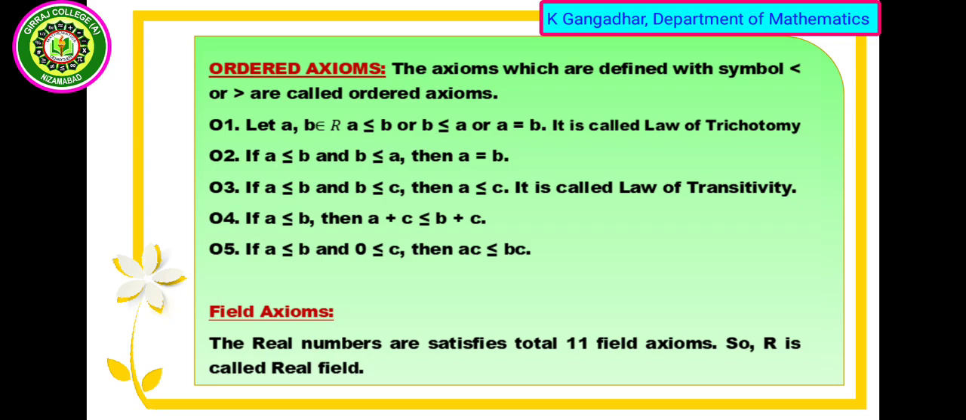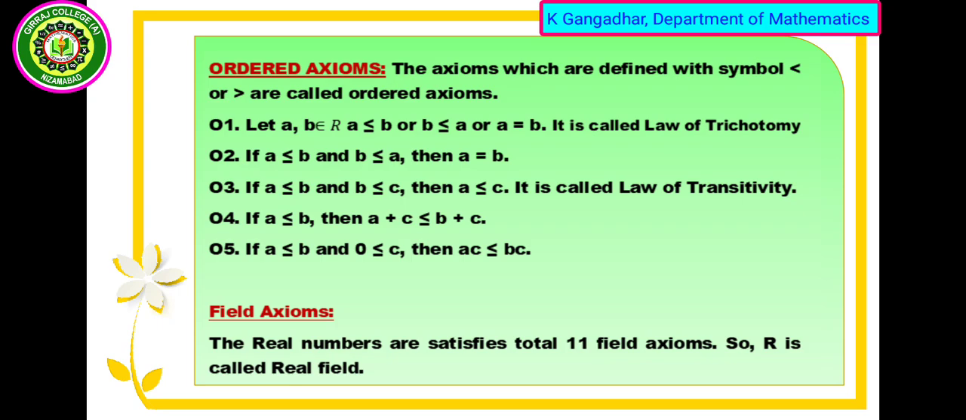So here are the field axioms. F is a non-empty set, with two binary operations plus and dot. If (F, plus) is an abelian group, and (F minus singleton 0, dot) is also an abelian group, and distributive laws are satisfied, then we say that (F, plus, dot) is a field. That means 5 properties with respect to addition, 5 properties with respect to multiplication, that is 10 properties, and the 11th property is the distributive law. If the distributive law is also satisfied, then we say that the set is a field.